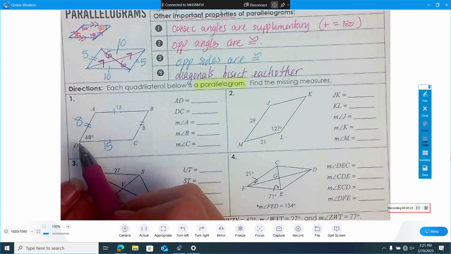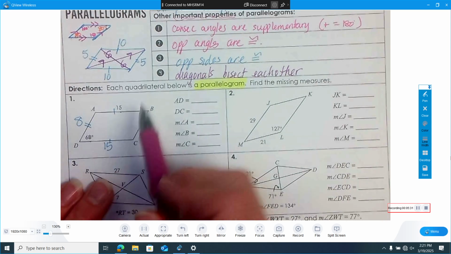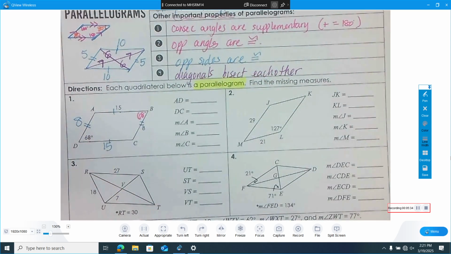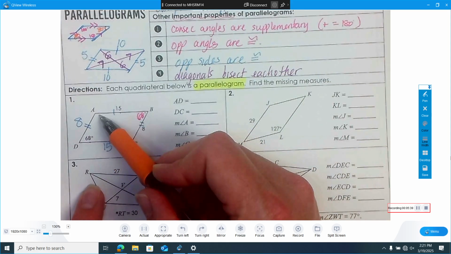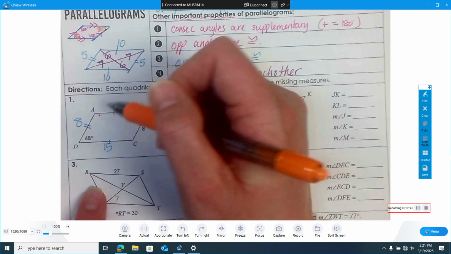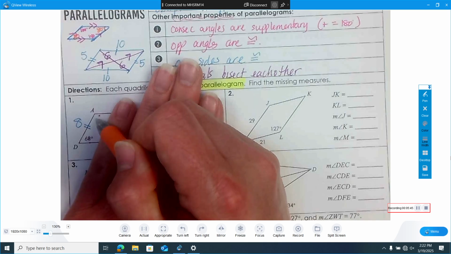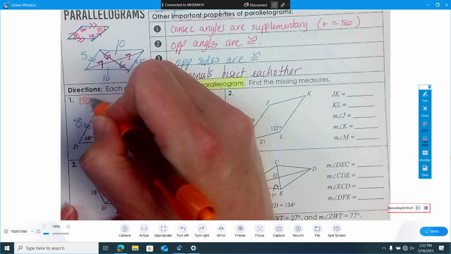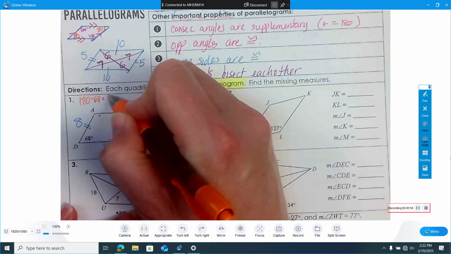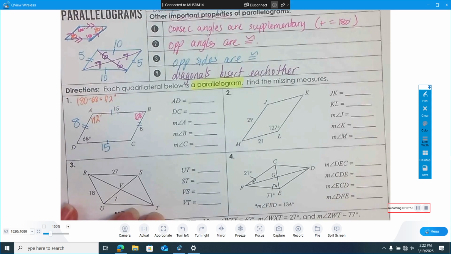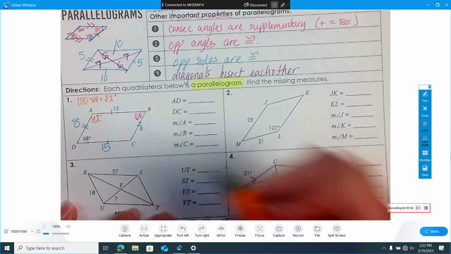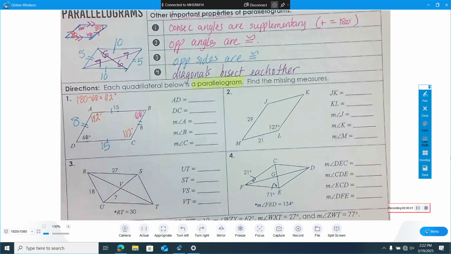Now, I have an angle that's 68 degrees. Is there something else that's 68 degrees? Angle B, the opposite angle, is 68 degrees. And then, how can I find angle A? Subtract from 180. 68 and angle A should add to be 180. So 180 minus 68 equals 112 degrees. So angle A is 112 degrees. What else is 112 degrees? Angle C is also 112 degrees.